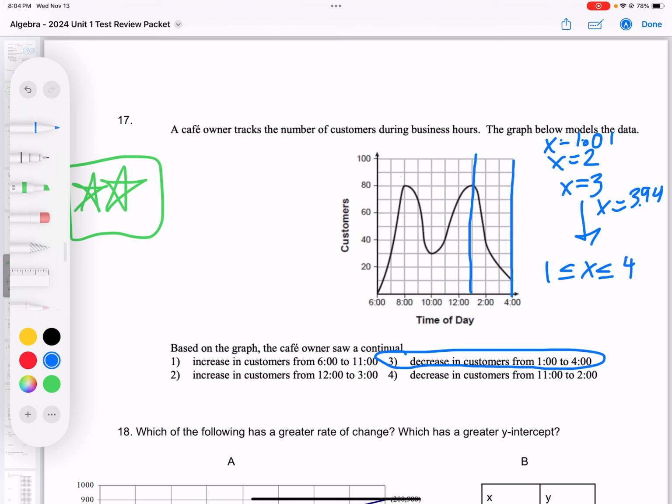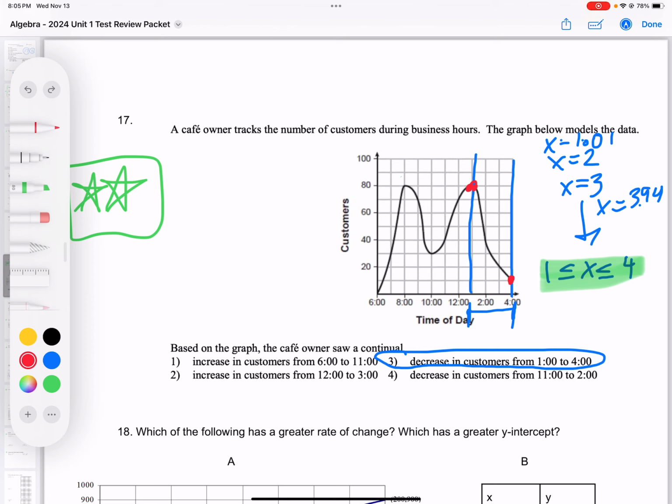So if it says something like this, 1 is less than x is less than 4, that's saying that we're talking about the interval from 1 p.m. consistently here until 4 p.m. It wants everything in between there. So also, like if it asks for the average rate of change between 1 and 4, you'd have your first point at 1 p.m. and your second point at 4 p.m., and you would use slope formula to find the rate of change between those 2 points. So that's what this interval is talking about.